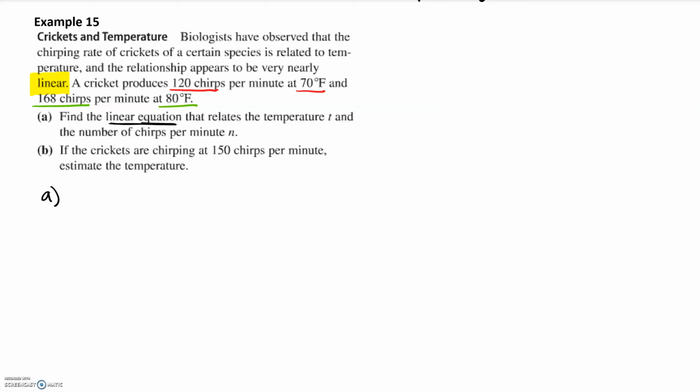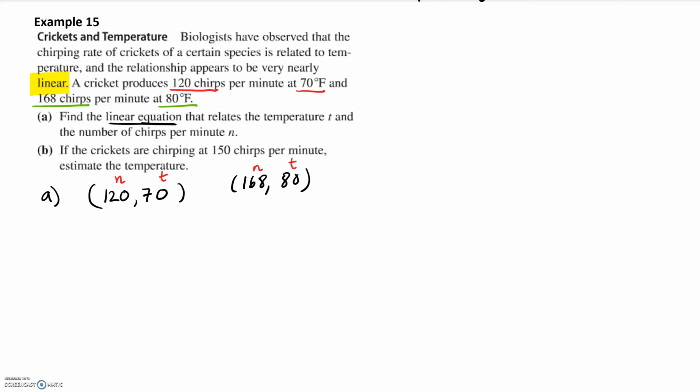So for part A, just as I see them, I'm going to say 120 chirps for 70 degrees and 168 chirps for 80 degrees. And with those two ordered pairs, I'm just going to go find, I guess, the equation of a line. And if you change the ordered pairs and you wrote it as 70, 120, and 80, 168, also would be okay. You would be relating the two with a different order. They didn't tell us which one to call the x, which one to call the y. So I'm just reading them in order and putting the first one as my x and the second one as my y. So in other words, I'm putting it as N and temperature.